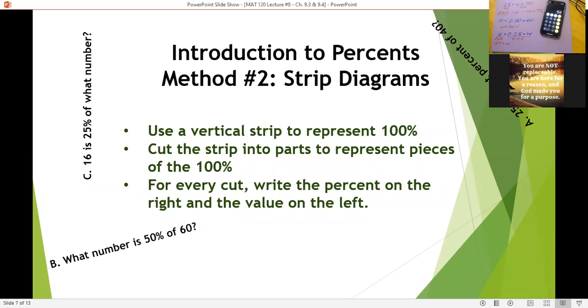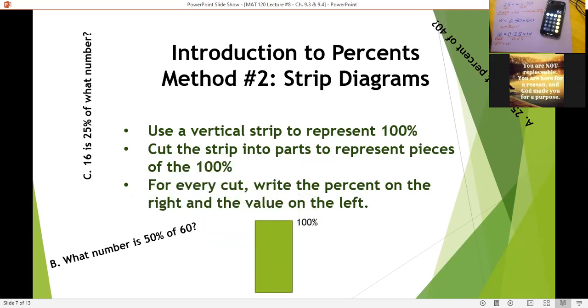I want you to think of them as if they're beakers in a chemistry lab and you're filling them with water such that the water level goes up as far as a certain amount. And quantities are shown kind of that way, as if it's a filled up rectangle. Okay, so first you're going to use a vertical strip and it will always represent 100% every single time. Then you're going to cut that strip into pieces to represent pieces of the 100%. And every time that you make a cut, you write the percent on the right and you write the value on the left.